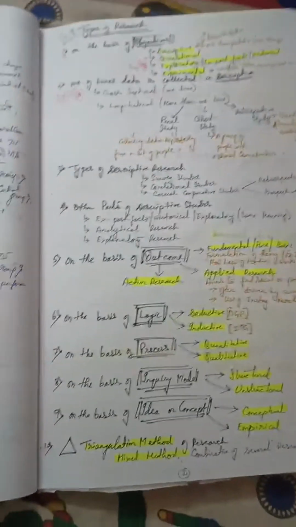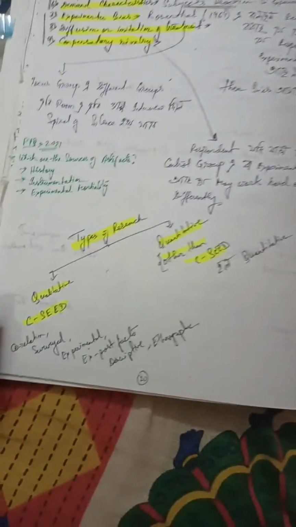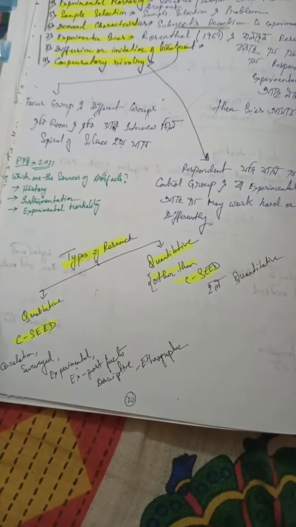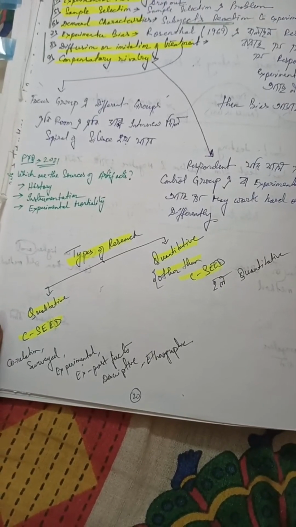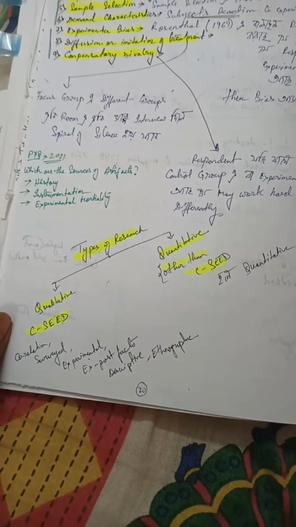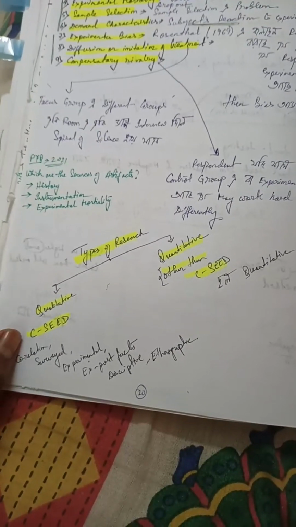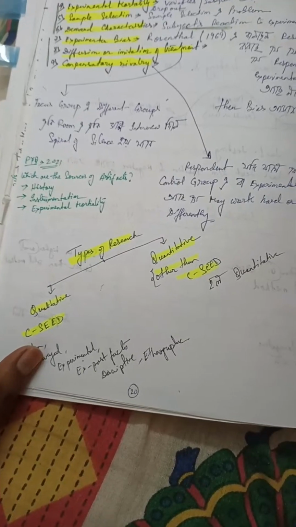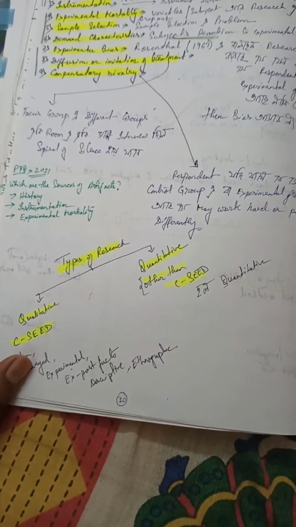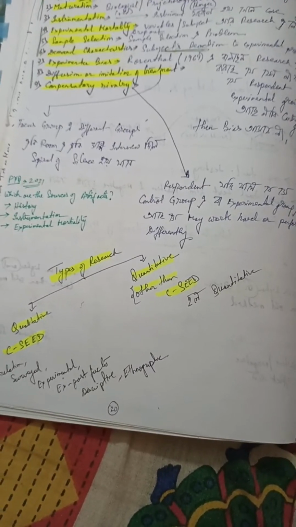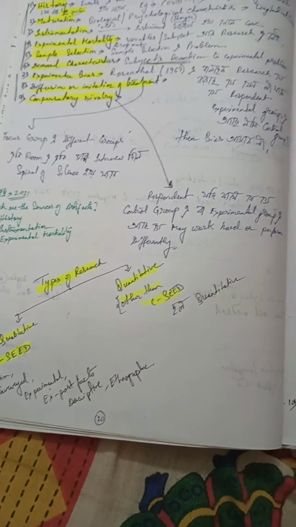The main thing we are talking about today is qualitative research: how to identify, from an exam point of view, qualitative and quantitative types of research. Suppose it's CSEED. If the research is CSEED, that means correlational, survey, experimental, ex post facto, descriptive and ethnographic, it is qualitative. And other than CSEED, every research is quantitative.